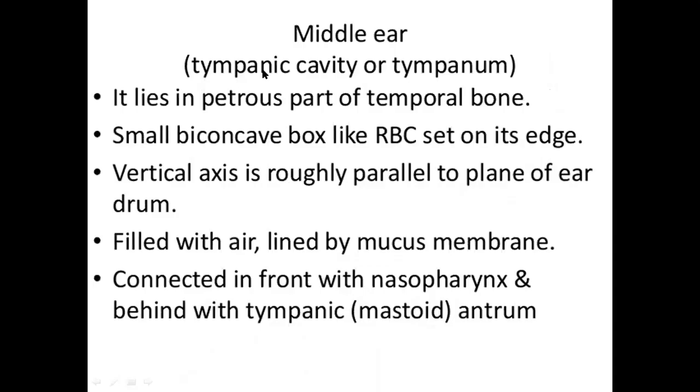So the tympanic cavity is present in the petrous part of the temporal bone. It is biconvex, like an RBC, and its vertical axis is parallel to the eardrum. It is an air-filled cavity lined by mucous membrane. In front, through the anterior wall, it is connected via the pharyngotympanic tube to the nasopharynx, and behind, via the aditus, an irregular opening, it is connected with the mastoid antrum. We'll discuss each and everything in detail.